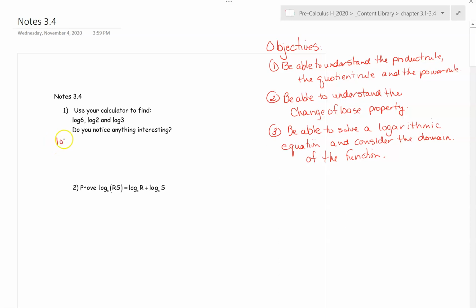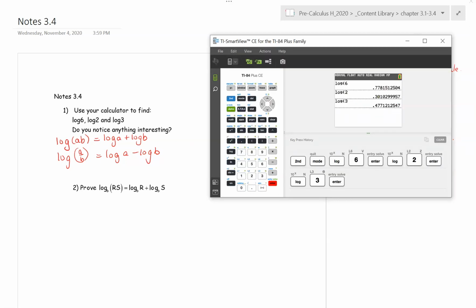So again, hopefully we noticed that we have log of a times b equals log a plus log b, and log a divided by b is log a minus log b. So let's look at the calculator again. Notice that log of 2 plus log of 3 is log of 6, while 2 times 3 is 6, and log 6 minus log 2 is log 3, which is 6 divided by 2. Okay, wonderful.